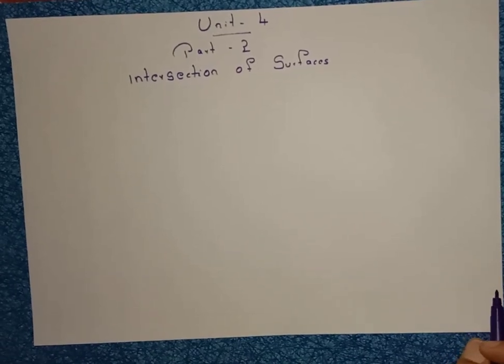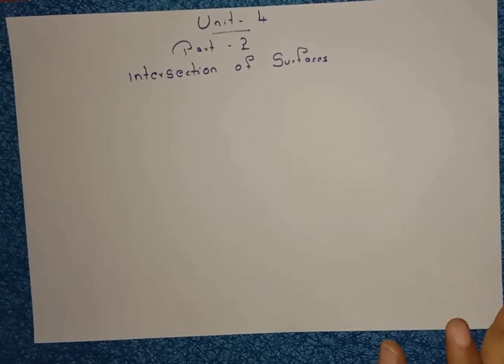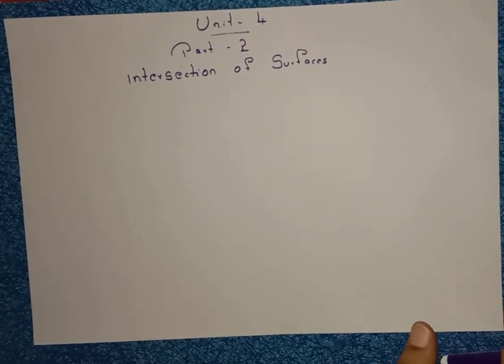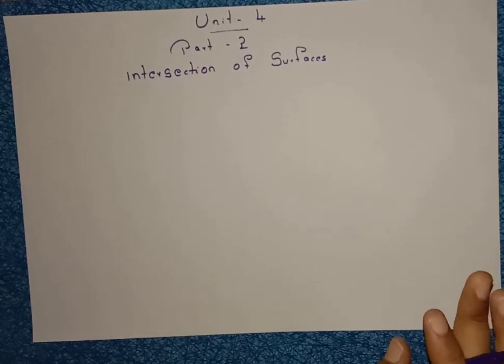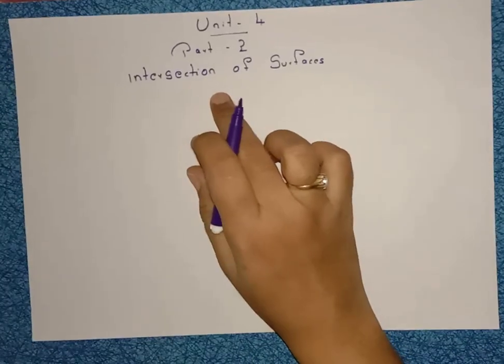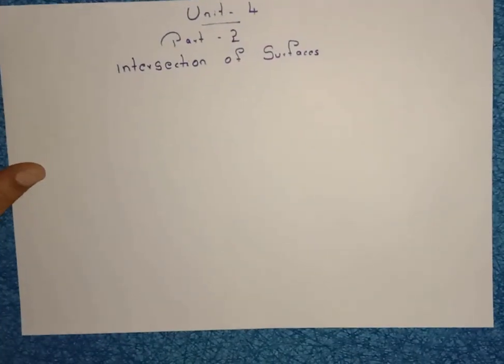So, students, we completed Unit 4, Part 1, Development of Surfaces. In Development of Surfaces, we completed prisms and pyramids. Now, Unit 4, Part 2 is Intersection of Surfaces. The topic name is Intersection of Surfaces.